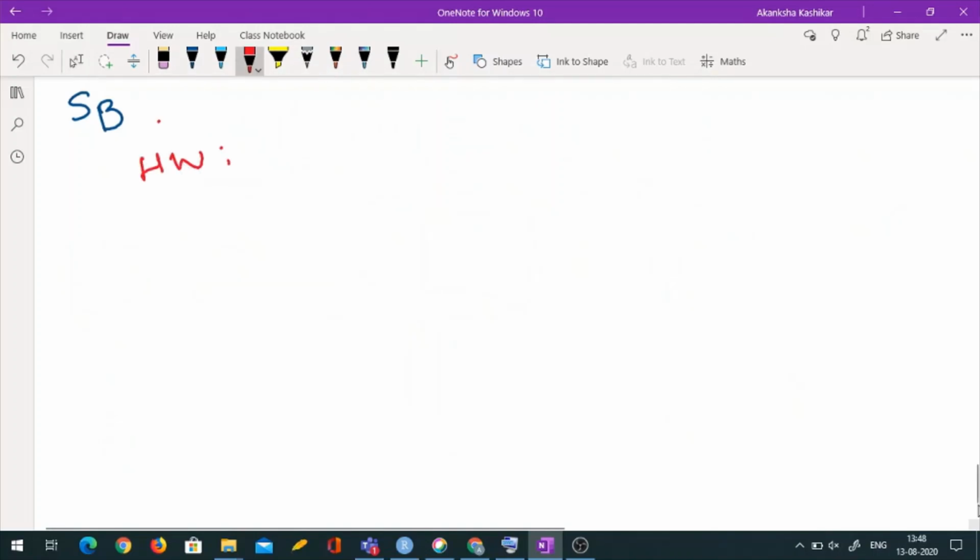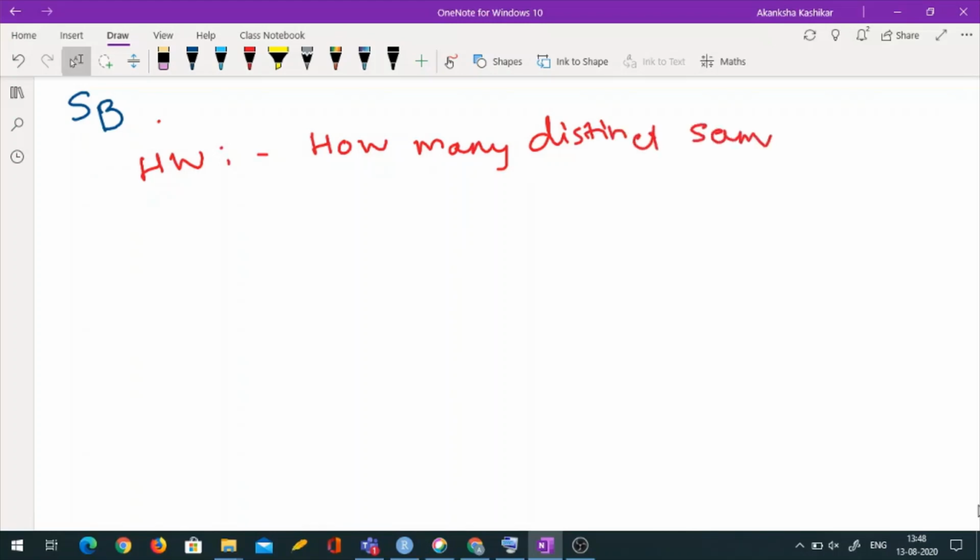Homework is how many such samples, how many distinct samples of size n can be drawn. Of course we are sampling with replacement. So how many distinct samples, and because I am saying samples, the order doesn't matter.